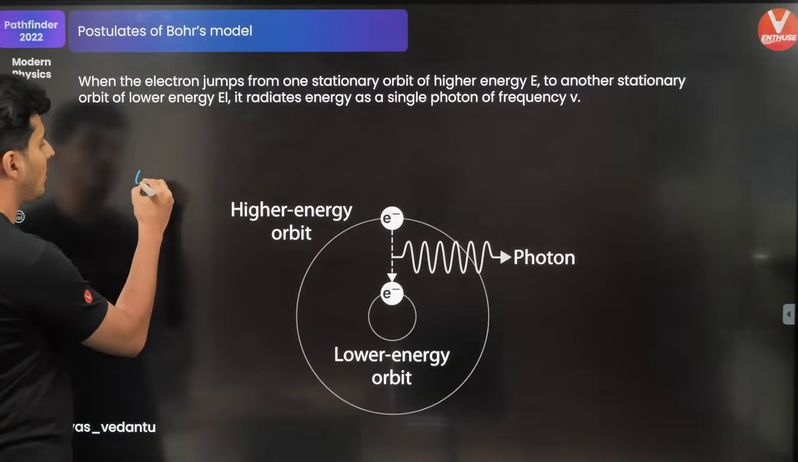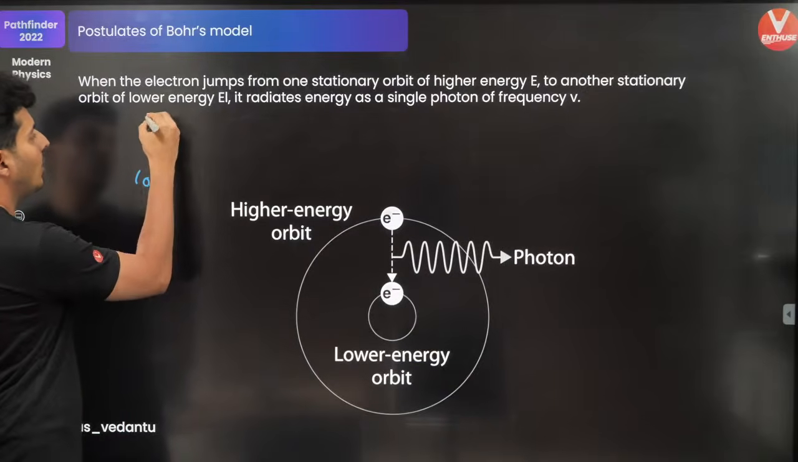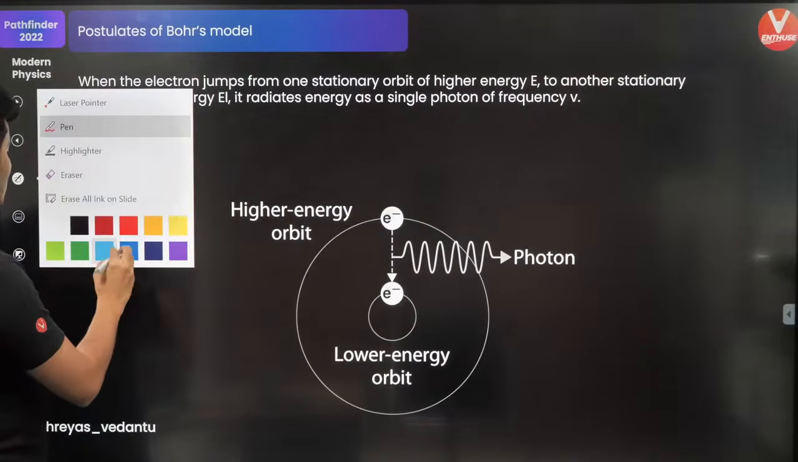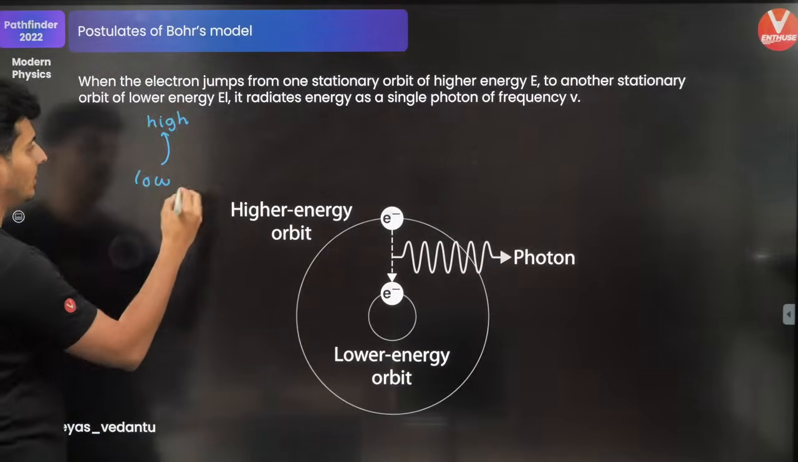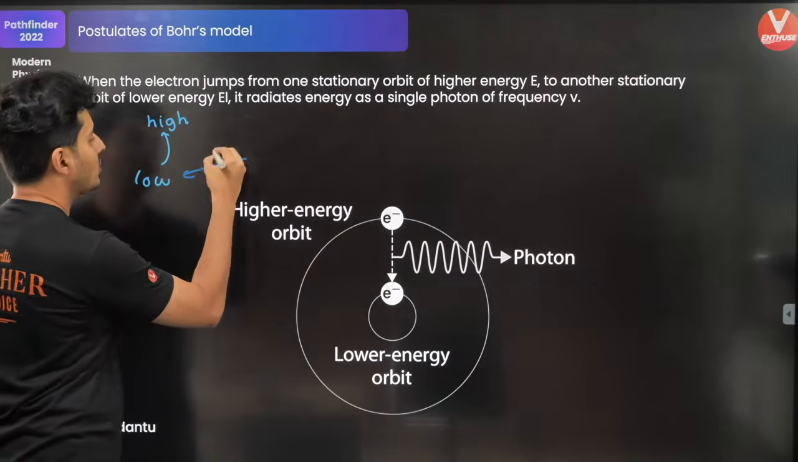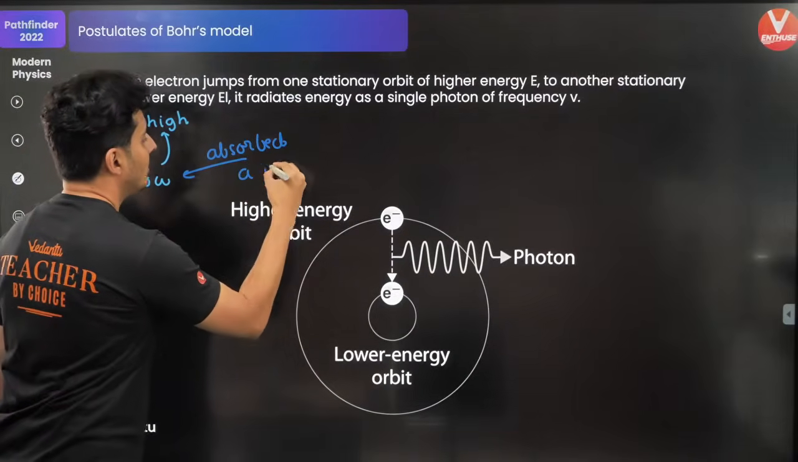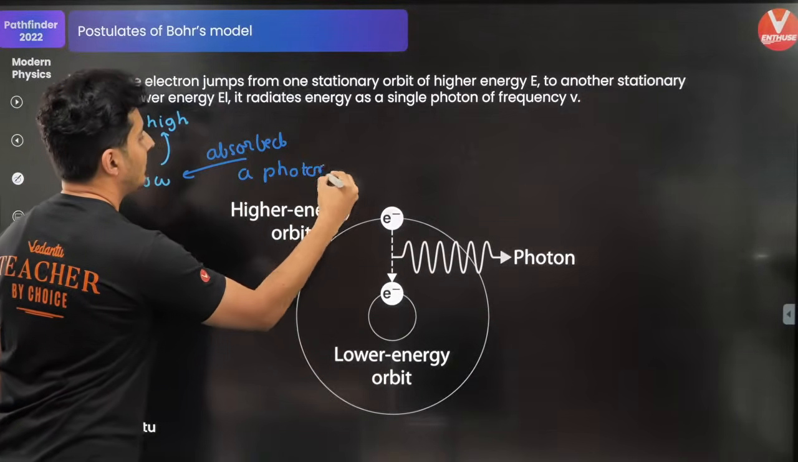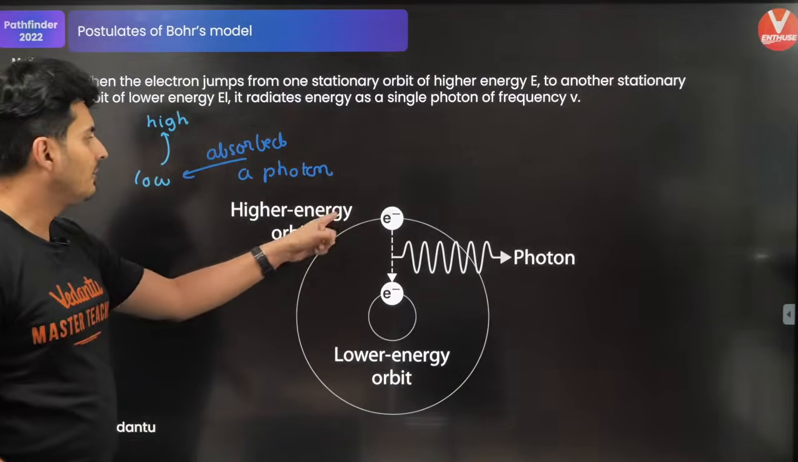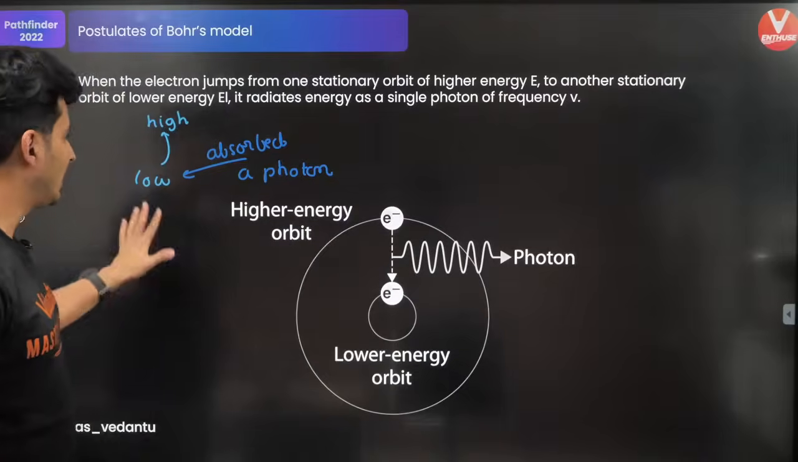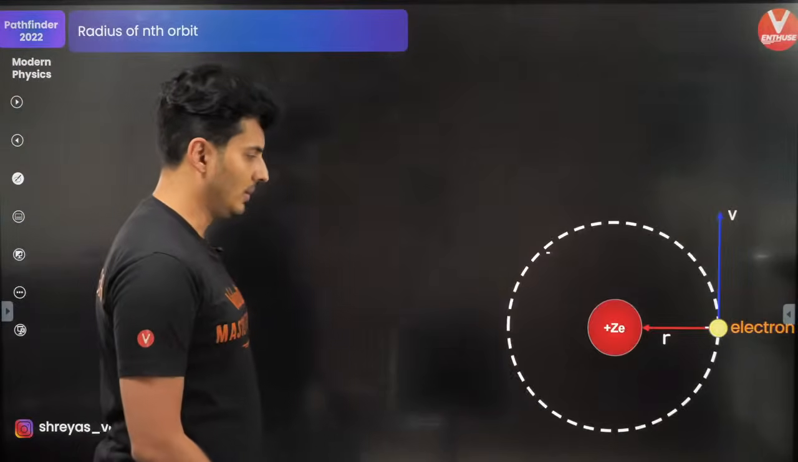So when it jumps from low energy to high energy, it would have absorbed. Absorbed what? Absorbed a photon. Very, very important. And it's the same way: if it goes from high to low, then it releases a photon. As simple as that. Very, very crucial.